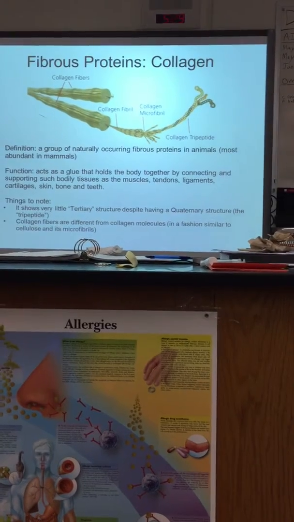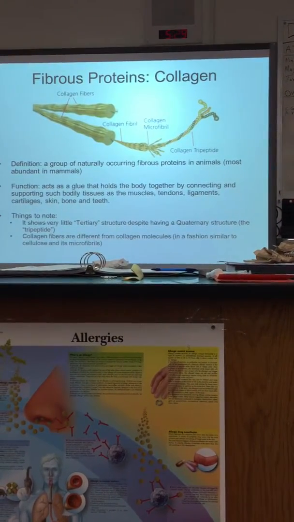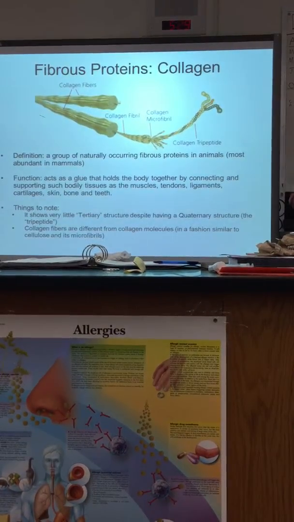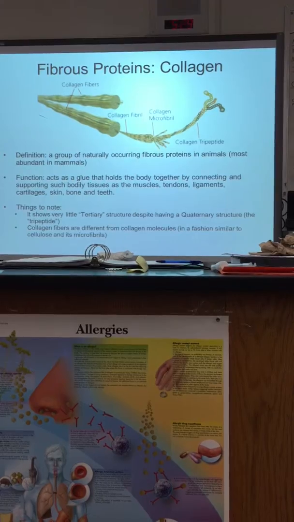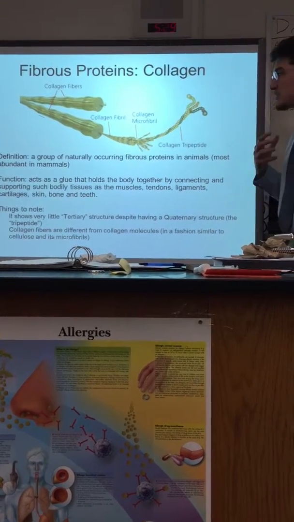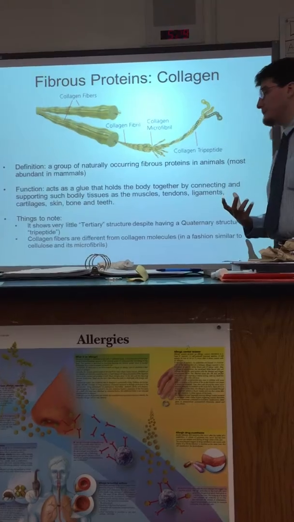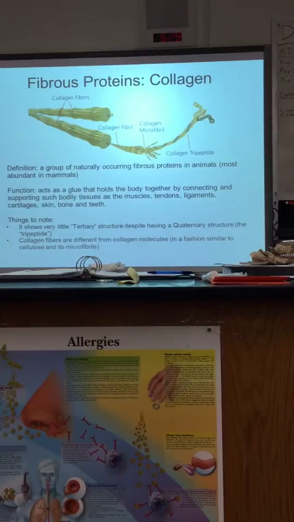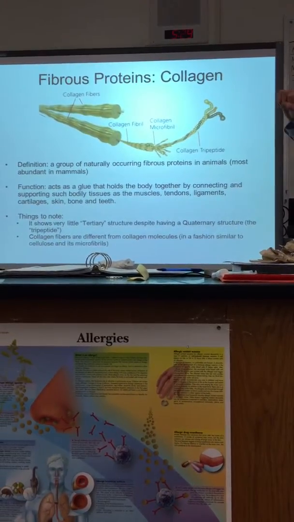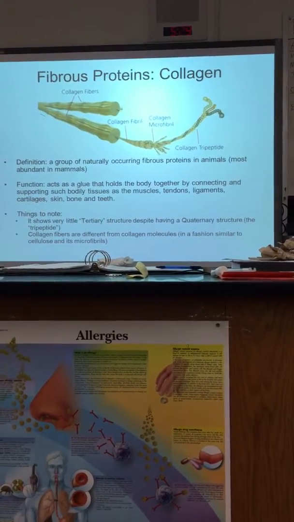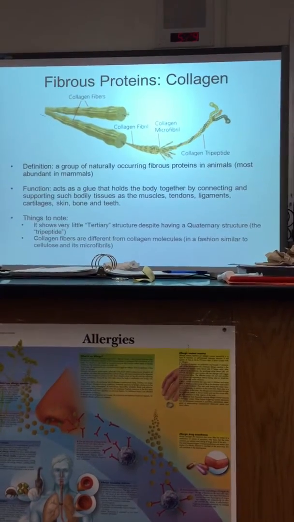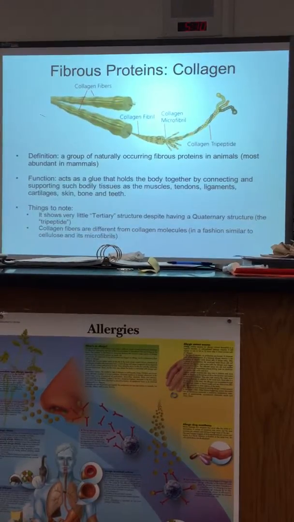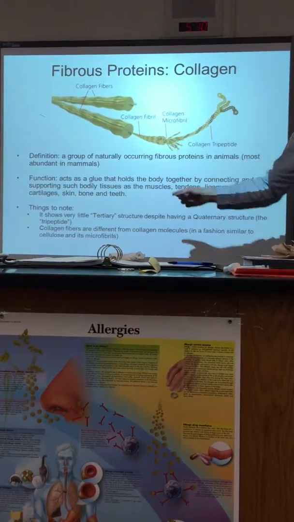The collagens are a group of naturally occurring fibrous proteins most abundant in mammals. It acts as the glue that holds the body together. It shows very little in the way of tertiary structure. It has very little 3D conformation because it's just a strand. It's simply a straight strand, and because it's a straight strand, it's not really 3-dimensional. But it's still a quaternary structure because it has more than one chain.